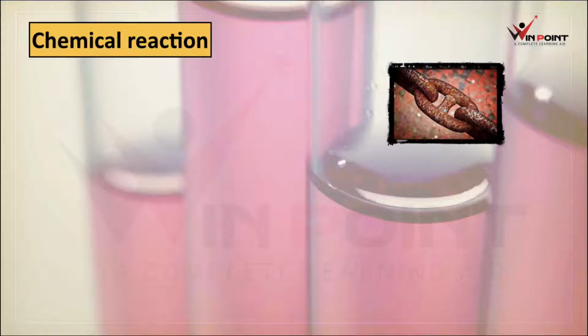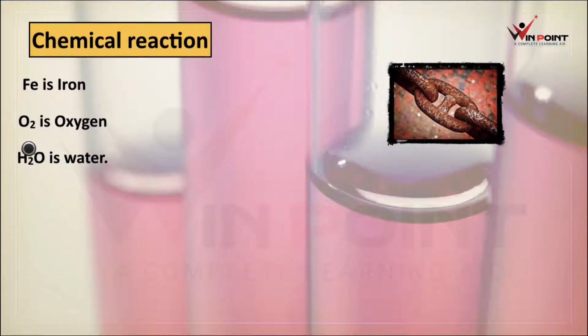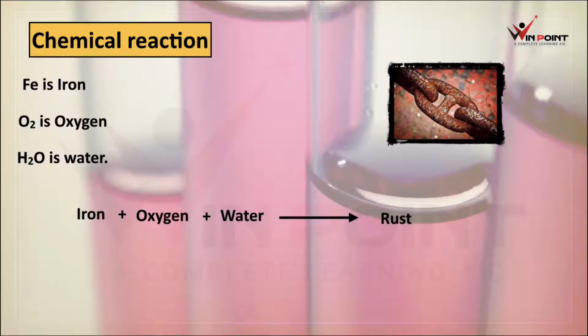We can discuss the chemical reaction. Fe is iron, O2 is oxygen, H2O is water. If we are writing the reaction in words, it will be iron plus oxygen plus water gives rust.